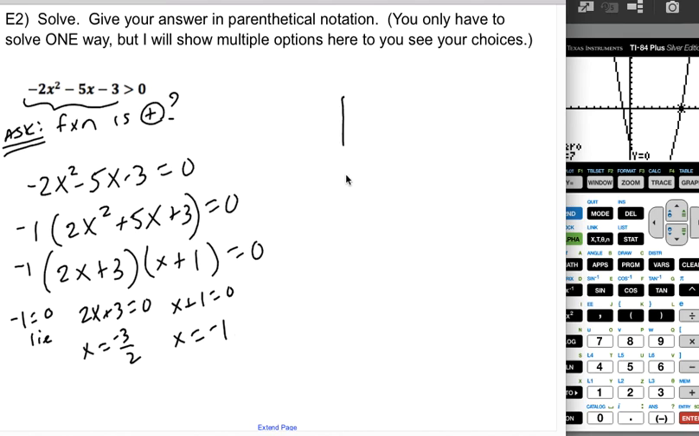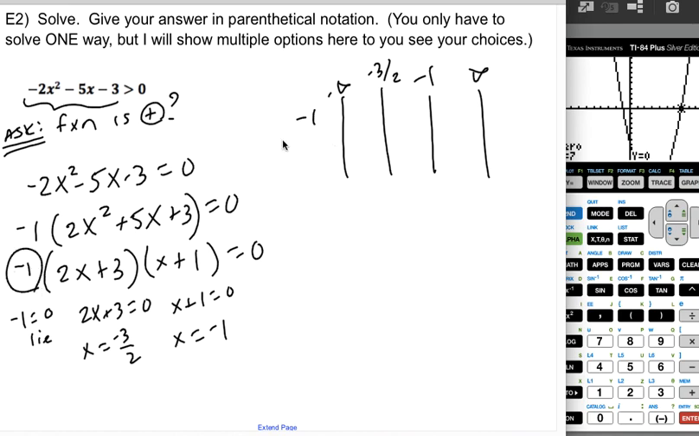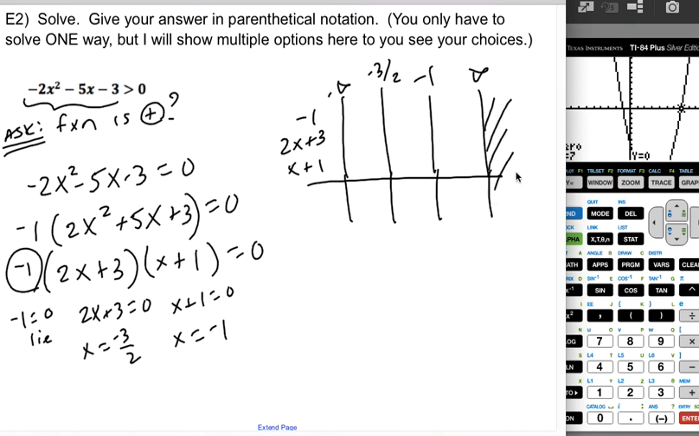So when I make my sign chart, -infinity, -1.5, -1, and infinity. My factors are, don't forget the -1, that's a factor, 2x plus 3 and x plus 1. Again, I don't care if you're plugging in numbers or if you get my logic about the line. There's nothing after infinity. So this is my -2x squared minus 5x minus 3. -1 is literally always a negative. It's not just a negative, it's a -1 all the time, forever and always.